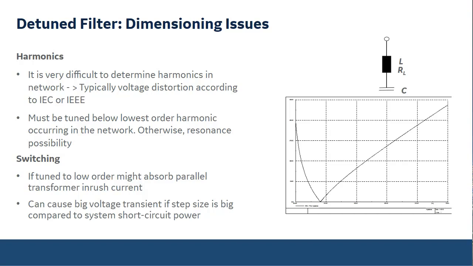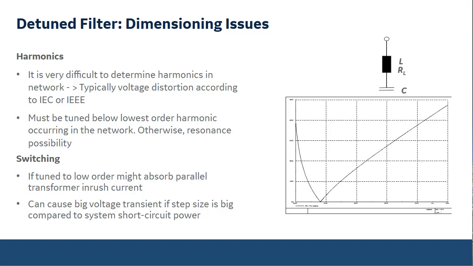Then if tuned too low, if you have a parallel transformer there, this filter might absorb the inrush current. As you know, the inrush current is typically the second harmonic. So if you tune it too close to the second, it will absorb the transformer inrush, and this will really stress the components of the filter. You might be in a situation where you burn the filter because of the parallel transformers. So the tuning frequency should be low, but not too low.